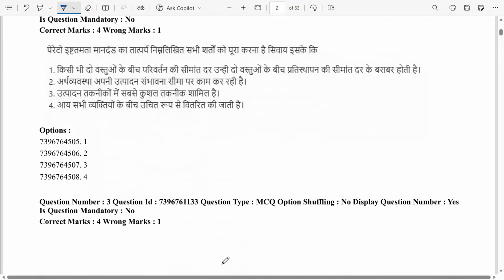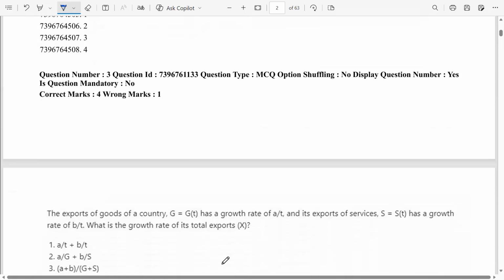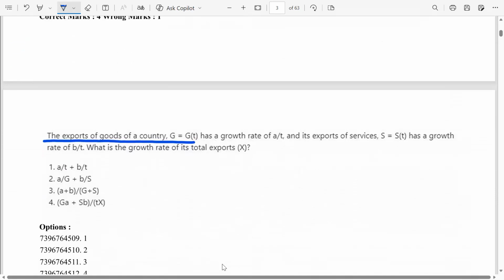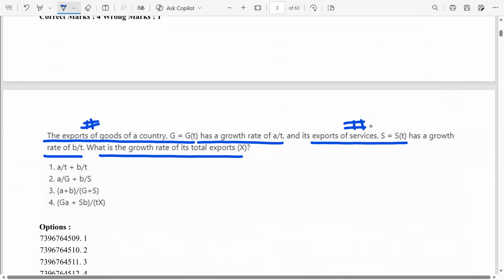Okay. The last question I intend to touch upon in this lesson is question number 3. We are given that the export of goods of a country is G as a function of time. It has a growth rate of A by T. That means the growth rate of exports is A by T. Services is also a function of time, and it has a growth rate of B by T. What is the growth rate of total exports? Now, total exports is the sum of export of goods and export of services.